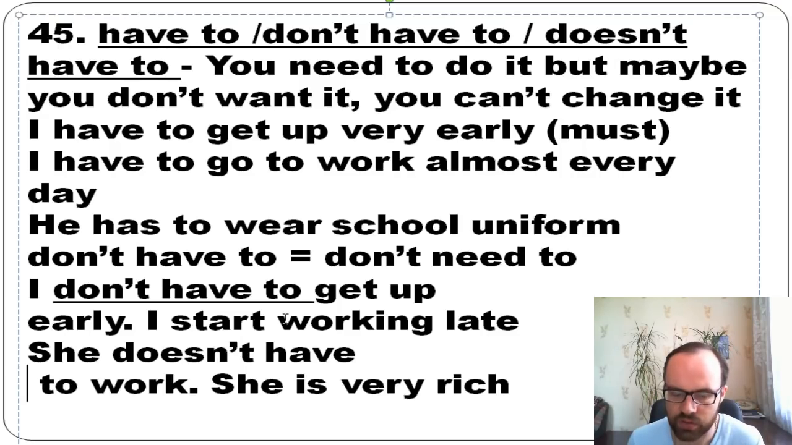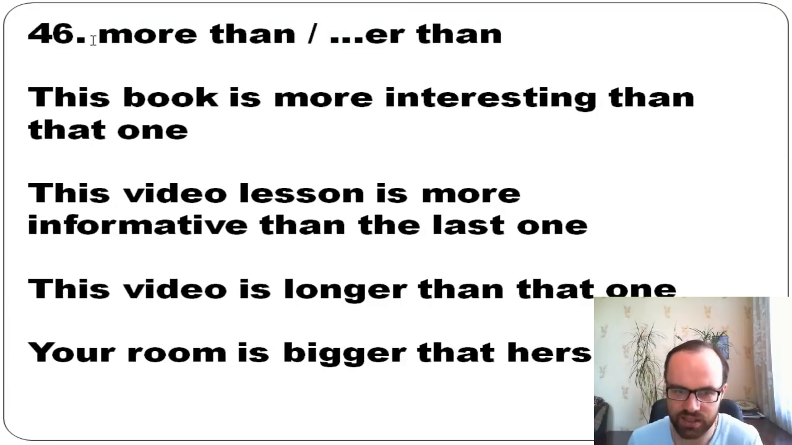Okay, let's look at the next example. She doesn't have to work. She is very rich. She has lots of money. Why does she need to work? And you can say she doesn't have to work or she doesn't need to work. She is very rich.